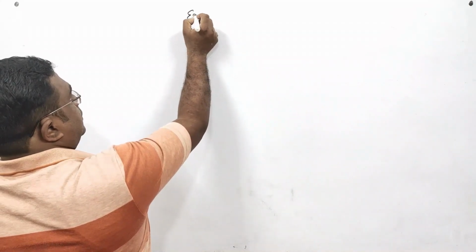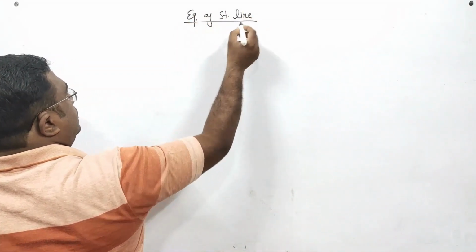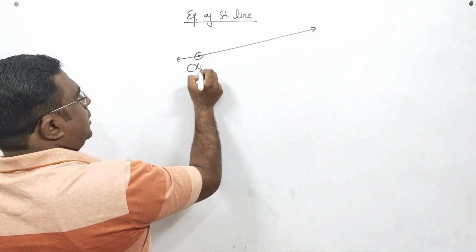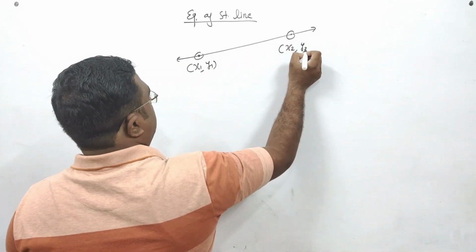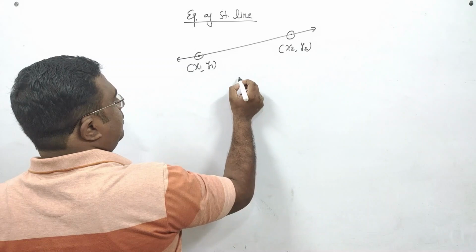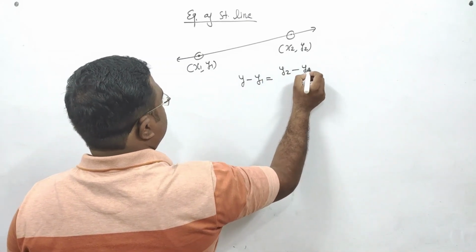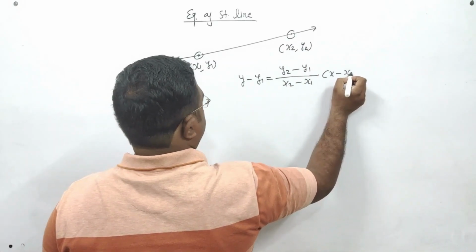Now students, we will see some formulas which are used in finding the equation of a straight line. Equation of a straight line. Suppose you are having 2 points on a straight line, x1, y1 and x2, y2. Then the equation of this line will be obtained by this formula: y minus y1 is equal to (y2 minus y1) upon (x2 minus x1) into (x minus x1).